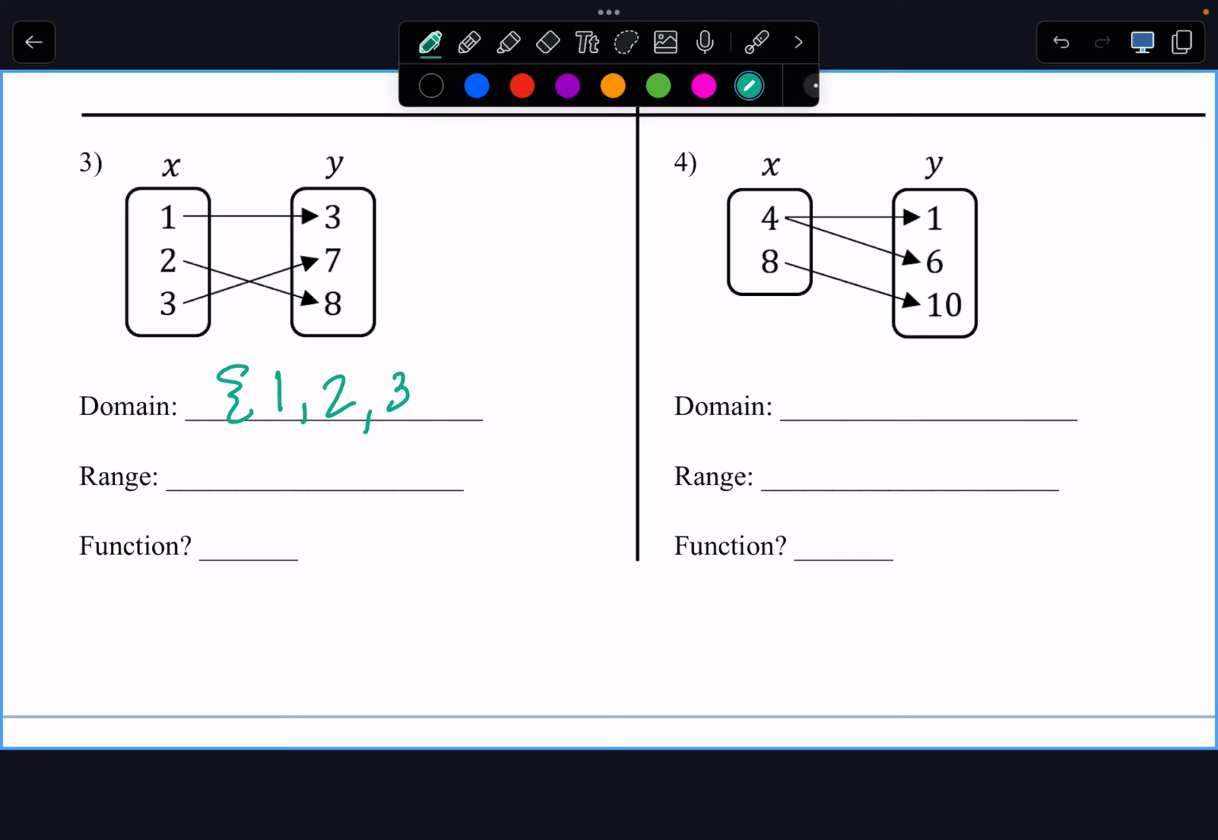1, 2, and 3. It's kind of nice they already have it in order for you, right? Okay, Vivi, what about our range for number 3? 3, 7, and 8. Love it. Okay. It's a terrible brace. I got it.